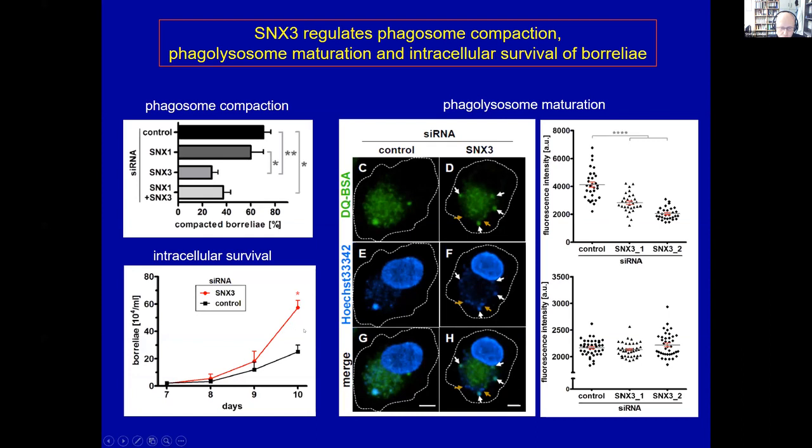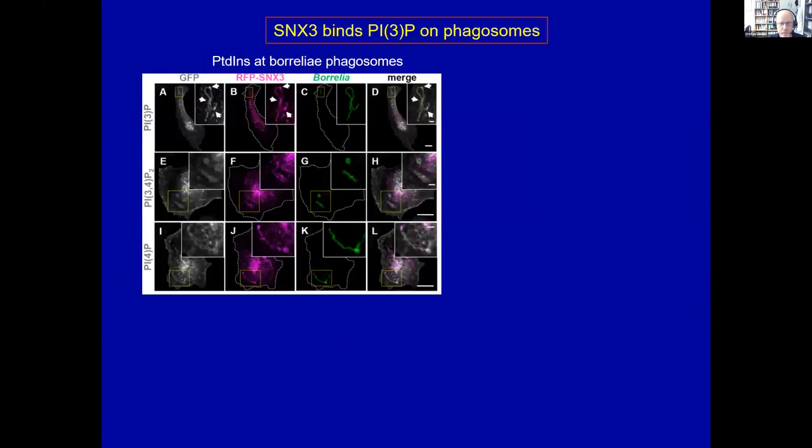And following that, if you do this intracellular survival assay in cells that have been depleted for SNCS3, the cells that are depleted are actually a better or a more lenient host for the Borrelia that are able to survive to a higher degree in these cells.